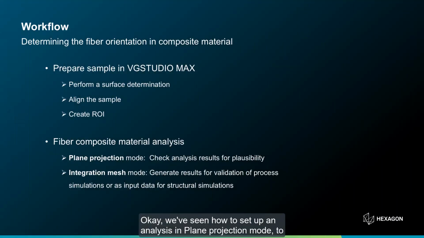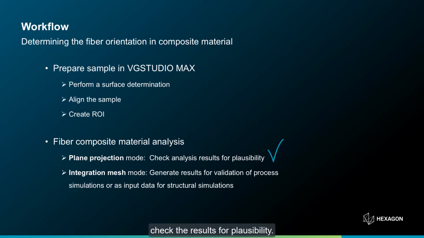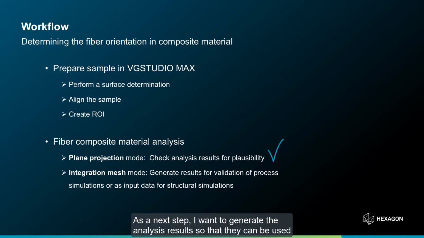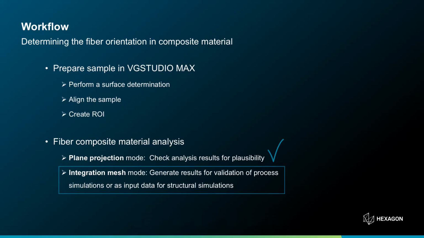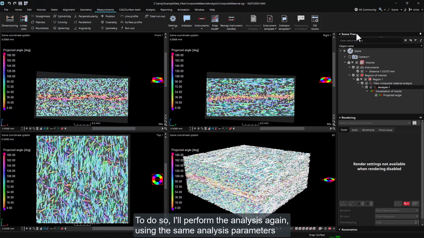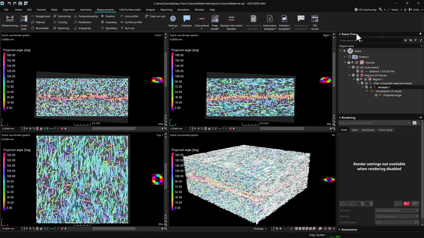Okay, we've seen how to set up an analysis in plane projection mode to check the results for plausibility. As a next step, I want to generate the analysis results so that they can be used for validating process simulations or as input data for structural simulations. To do so, I'll perform the analysis again, using the same analysis parameters that I have specified before, but this time, I'll use the integration mesh mode.